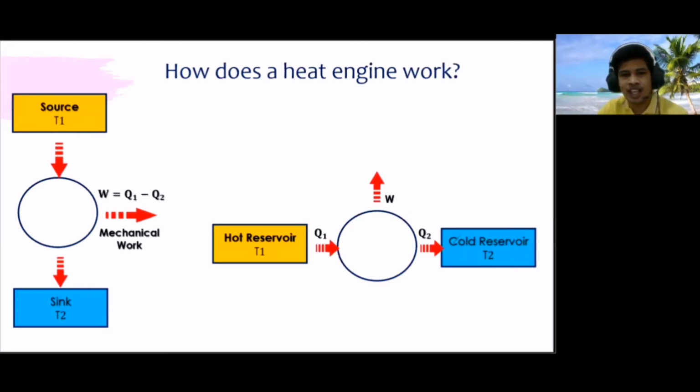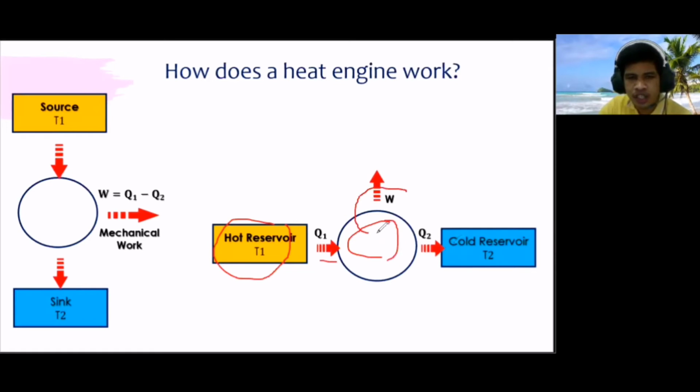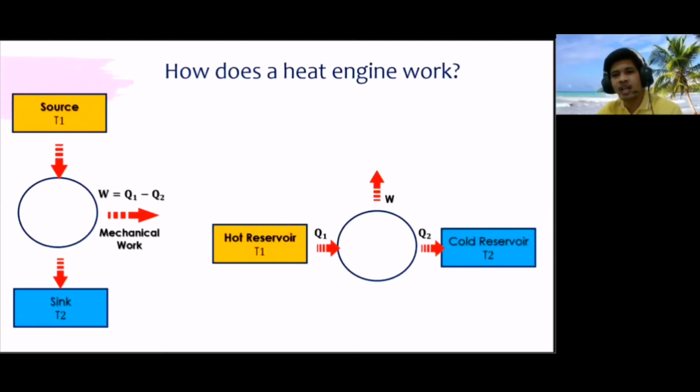Let me repeat again. The working substance absorbs heat from the hot source or from the hot body and then transforms some of the heat into mechanical work, and then some of the heat is rejected into the sink or the cold body, right?